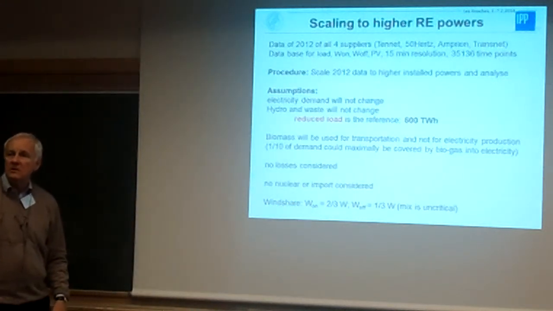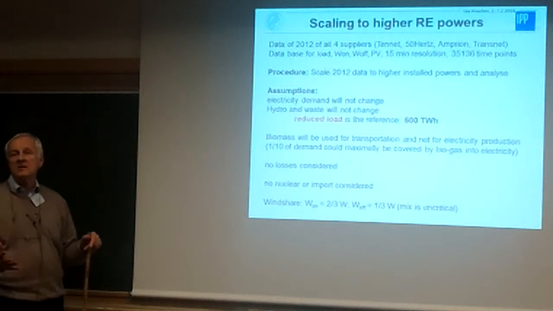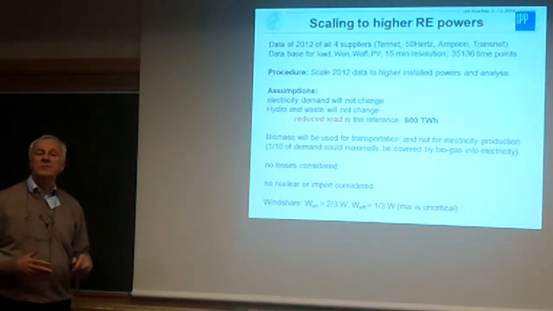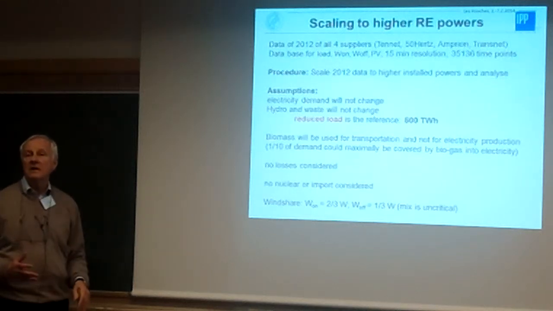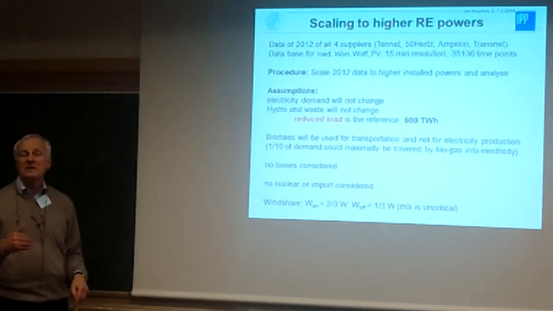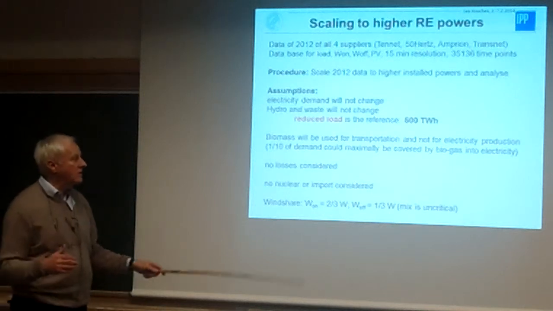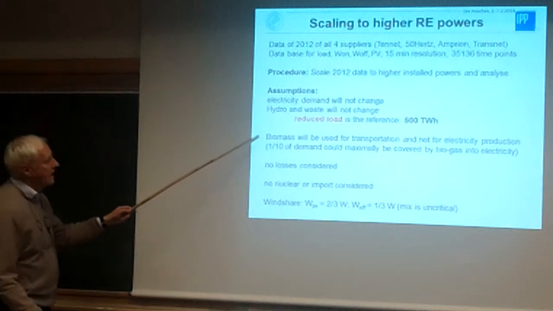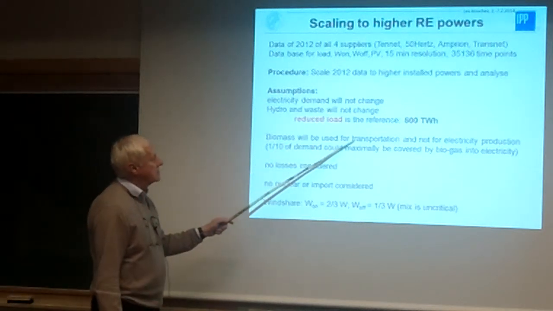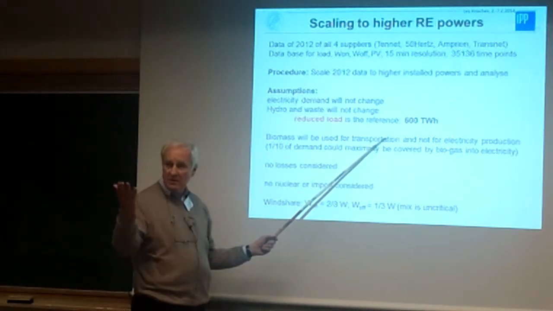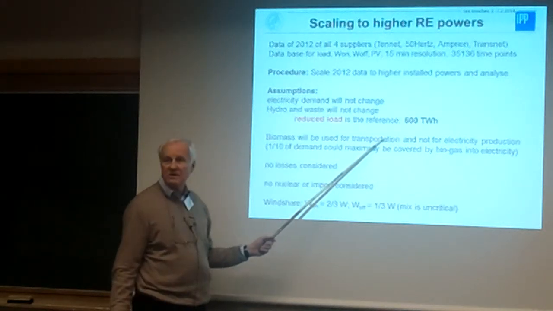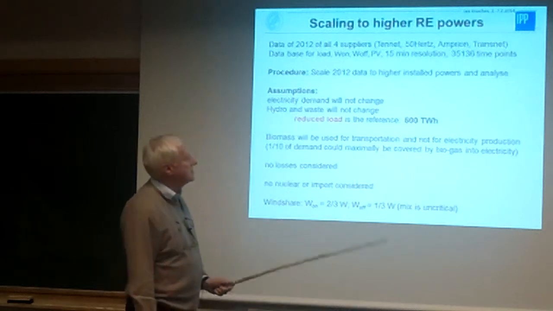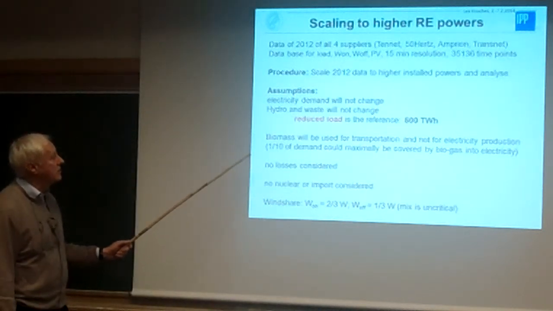So the total electricity production is something like 620 or so terawatt hours. The net electricity production is something like 580 terawatt hours. When I subtract now hydro, waste, and so on, I come to a target of around 500 terawatt hours. This is what I want to do. I do not include biomass because this will be used for transportation. I also think, like you, that this is mostly aviation because there is no other possibility. And I do not assume that this is used for electricity production.